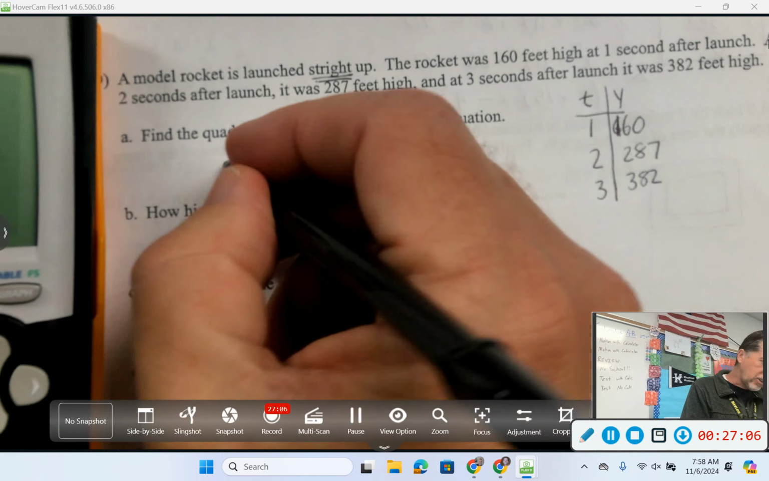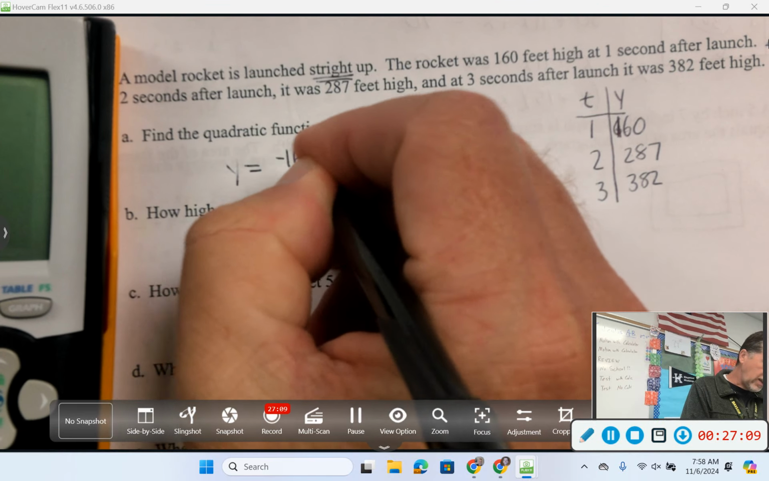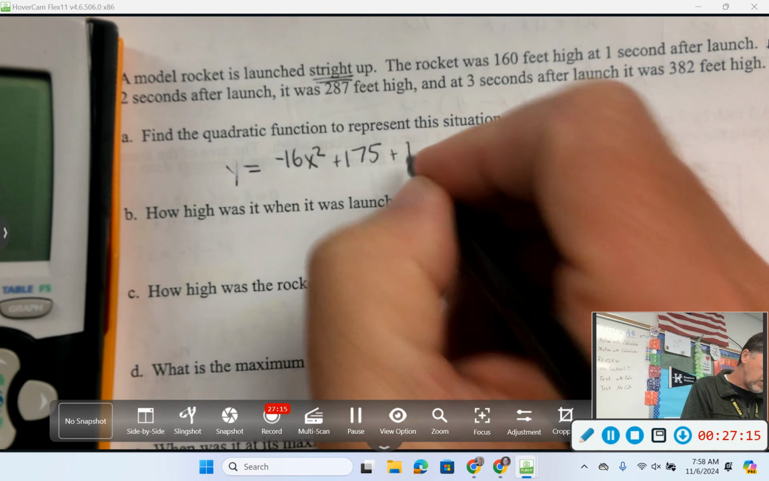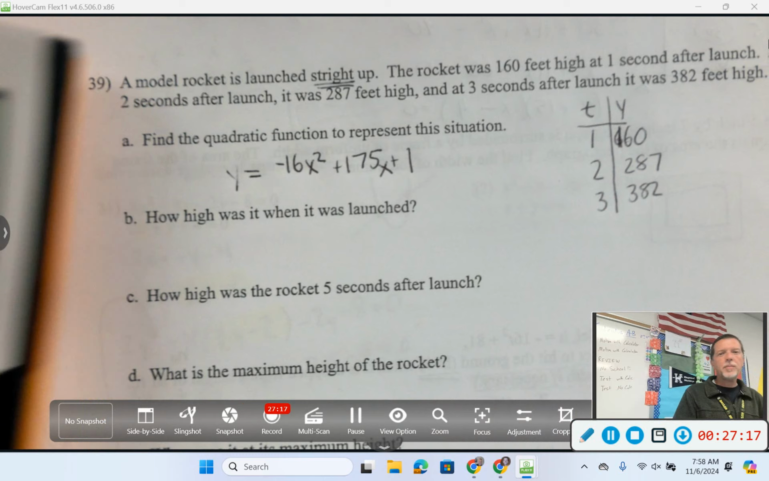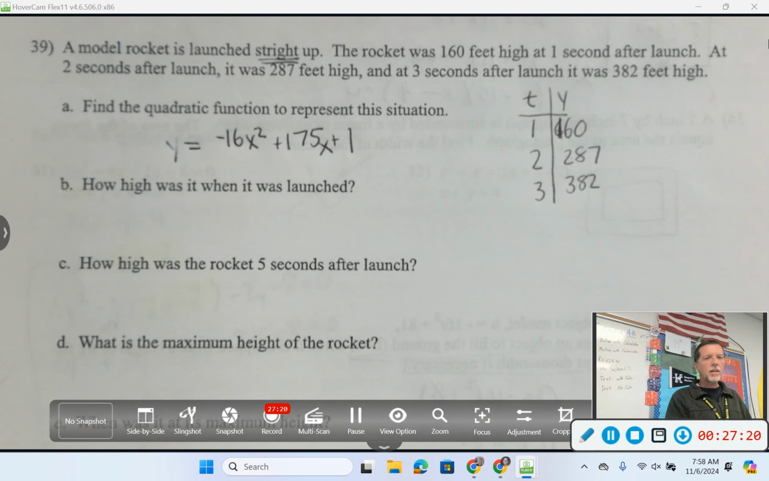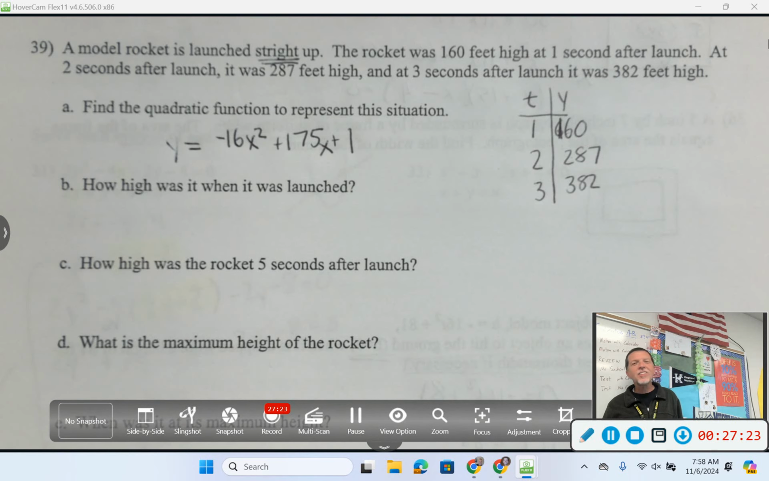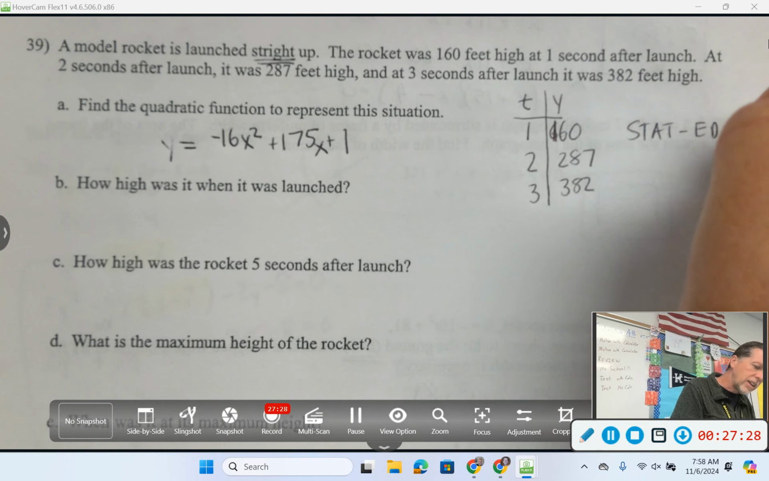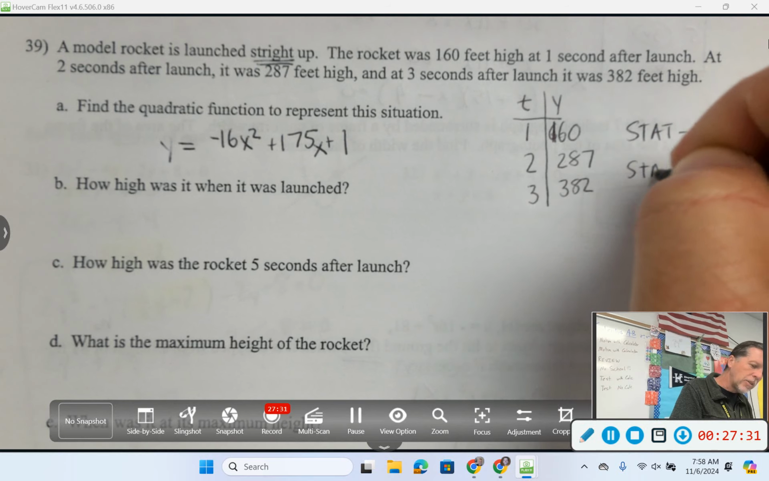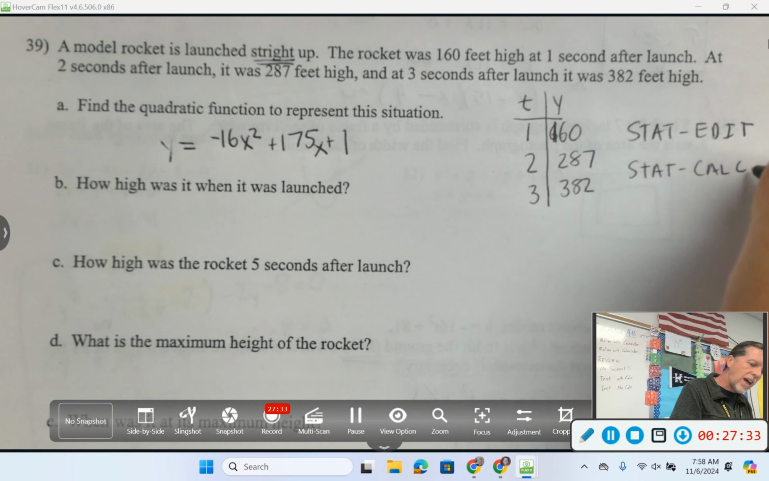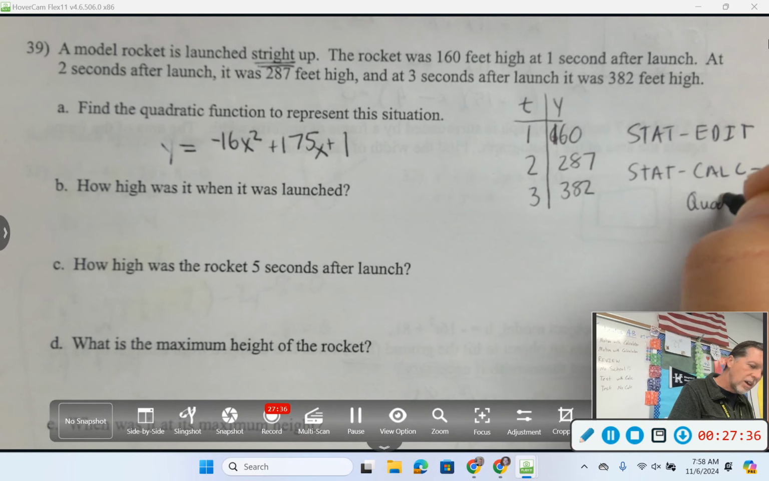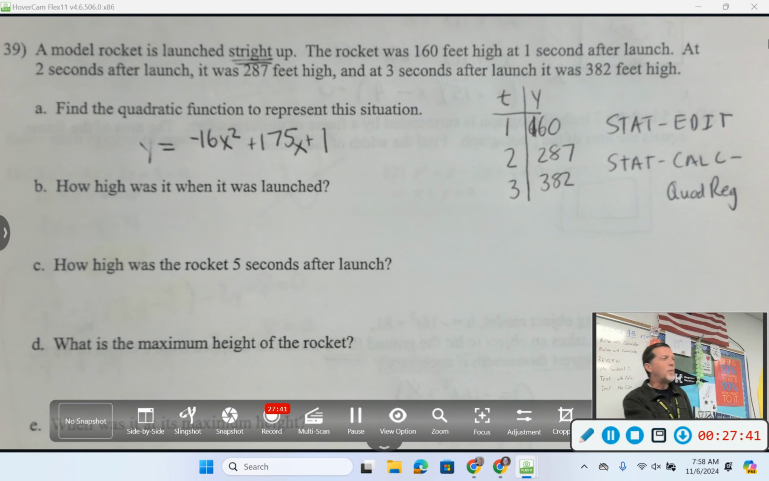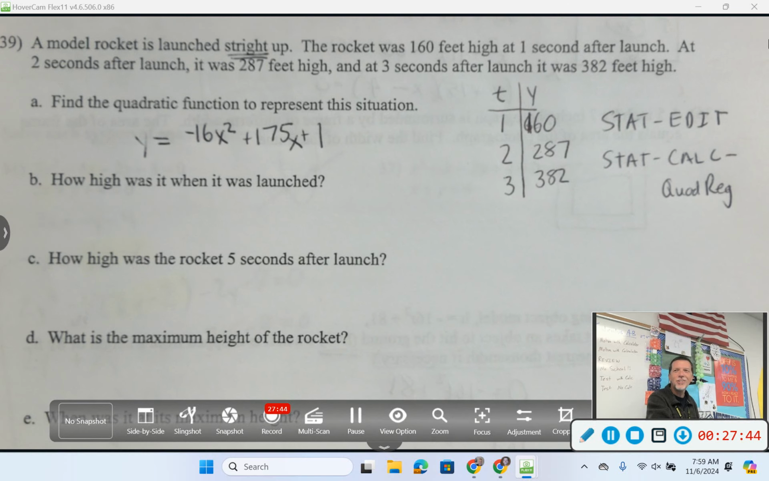Find the quadratic function. So negative 16x squared plus 175x plus 1. Okay, so now let's see what we can make sense of all of those things. Oh, maybe I should write this down for those that are studying later. Stat edit is how you put the stuff in. Yeah, I should probably write this down too. Stat calc, quadratic regression. Some of you people memorizing button keystrokes, I guess that's fine.